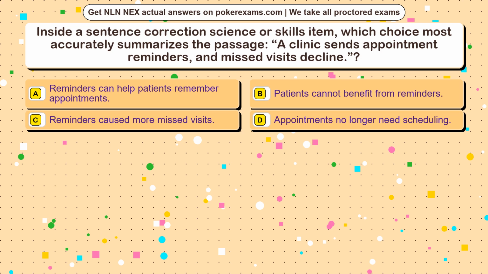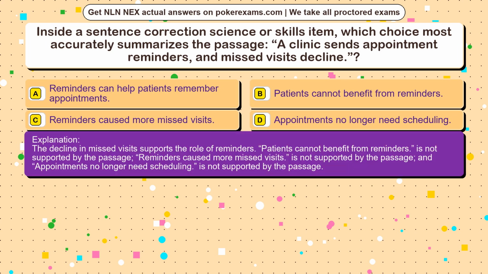The correct answer is option. The decline in missed visits supports the role of reminders. Patients cannot benefit from reminders, is not supported by the passage, reminders caused more missed visits, is not supported by the passage, and appointments no longer need scheduling, is not supported by the passage.